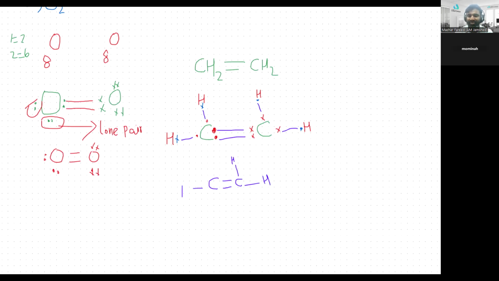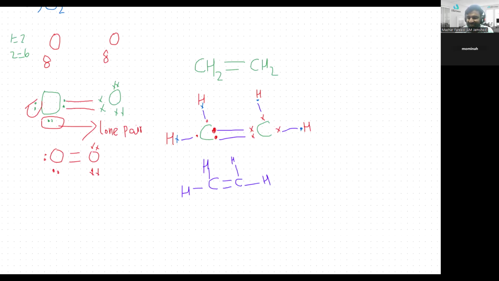If I ask you how many total covalent bonds are present in the ethene, can you count it? I asked you the total number of covalent bonds present in the ethene. You count 1, 2, 3, 4, 5, 6. So there are 6 covalent bonds present in the ethene molecule. Okay? Got this point? Yeah. Okay.